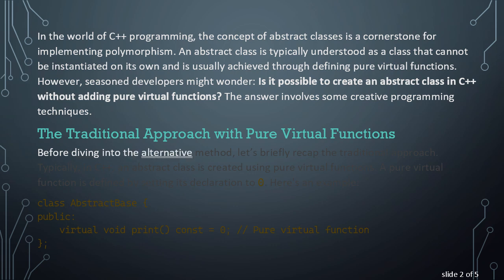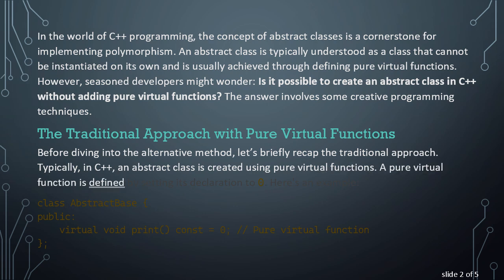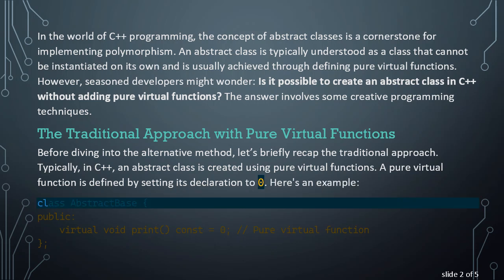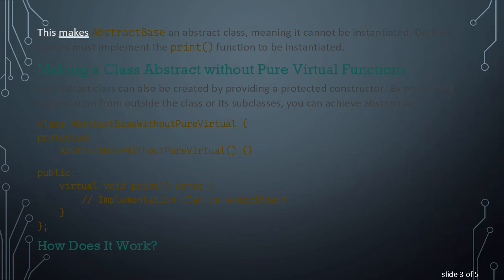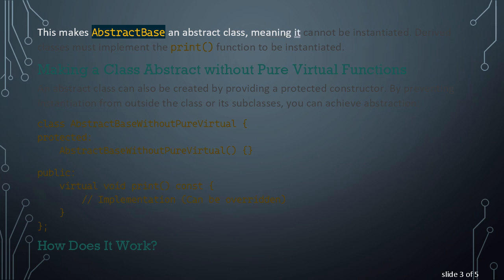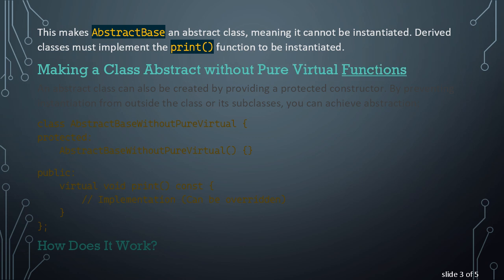Before diving into the alternative method, let's briefly recap the traditional approach. Typically, in C++, an abstract class is created using pure virtual functions. A pure virtual function is defined by setting its declaration to 0. Here's an example. This makes AbstractBase an abstract class, meaning it cannot be instantiated. Derived classes must implement the print function to be instantiated.